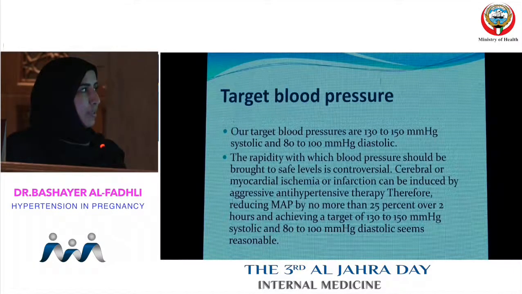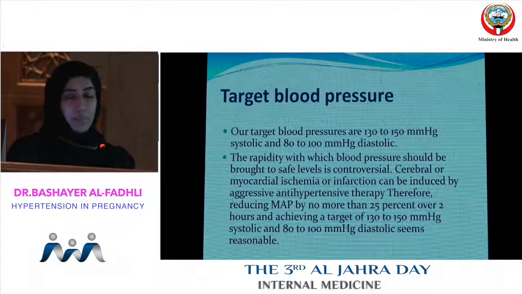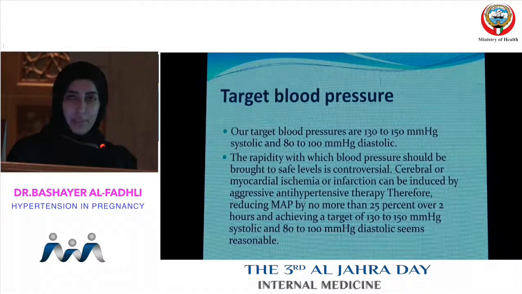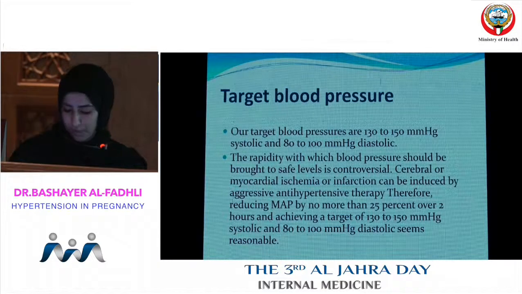Our target is to bring the blood pressure down to between 130 and 150. How rapidly should I bring down this blood pressure? It is controversial, but as we all know, aggressive decreasing of blood pressure predisposes the patient to ischemic myocardial and brain infarction. So decreasing the mean arterial pressure by 25% of the original blood pressure over 2 hours is a reasonable one.